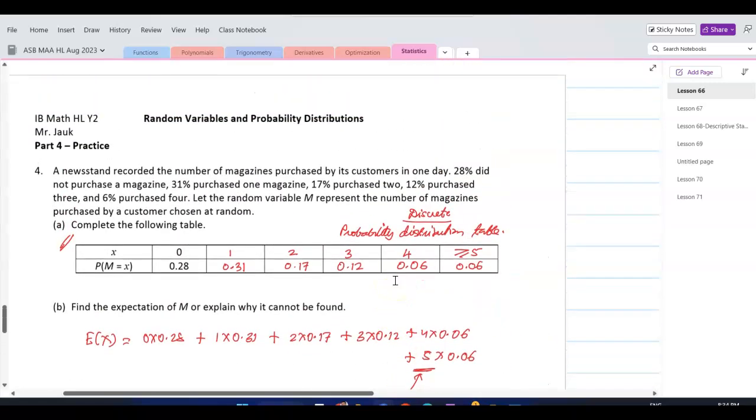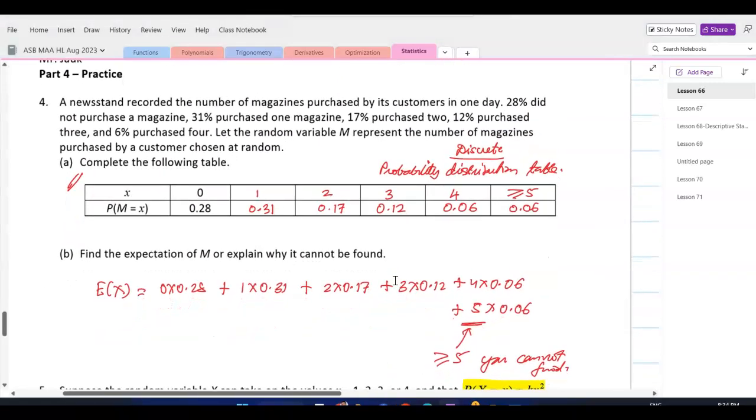Okay, so discrete random variable. When you're doing a discrete random variable, what you have to do is make a table. This is one way of representing it. This is called a probability distribution table.